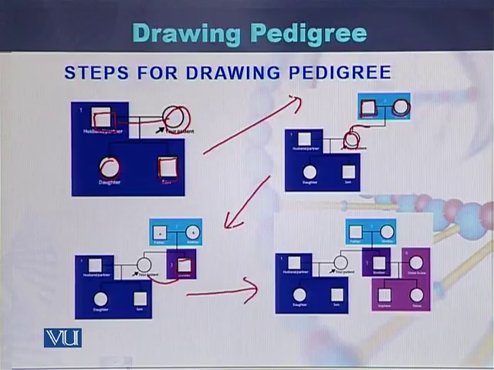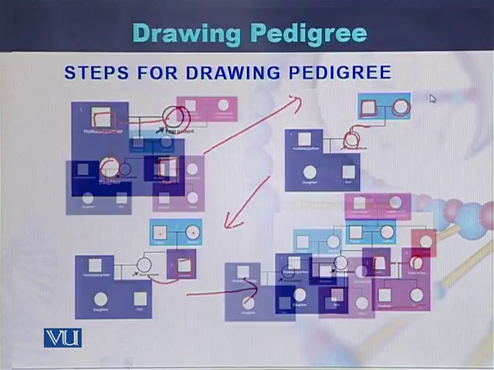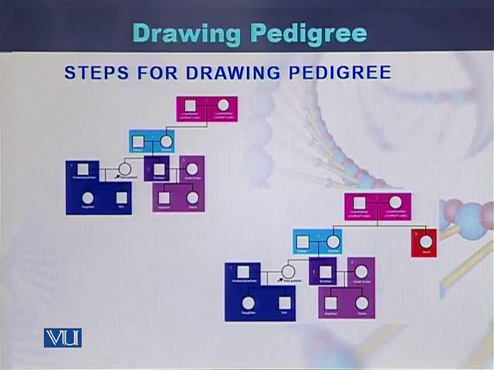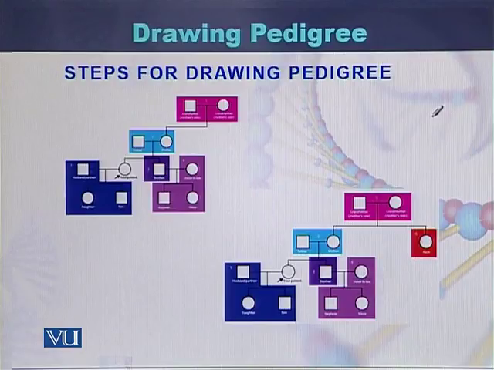Now we extend this pedigree, that this individual got married, and from the marriage he has 2 children, one is male and one is female. Now we extend the pedigree a little bit more. This individual has 2 children, and these are the parents of this female.